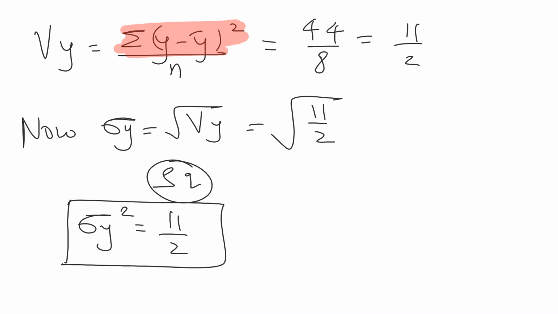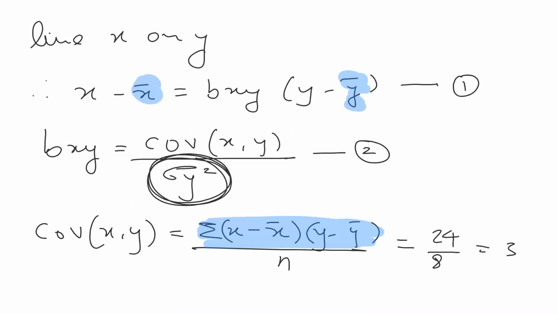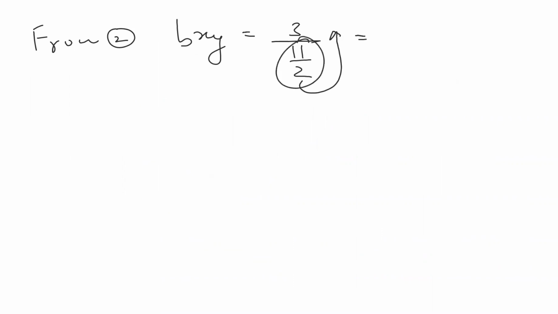So from 2, first let us take equation number 2. I'll show you equation number 2. Just wait for a while. Yes, so this is equation number 2. We have both the values. We have both covariance as well as standard deviation of y square. Covariance is 3 and standard deviation of y square is 11 upon 2. So bxy is equal to 3 upon 11 by 2. This 2 will go up in the numerator. Denominator becomes numerator. So this will become 6 upon 11. Okay, fine. So we got bxy.